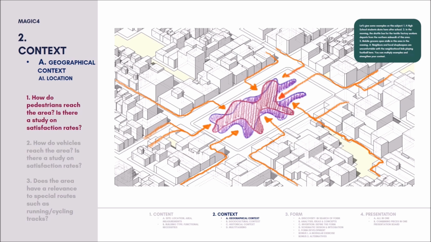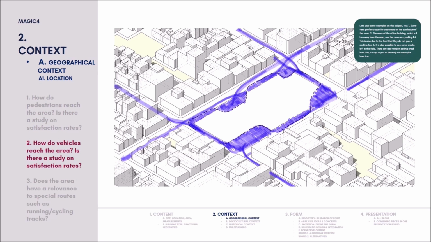2. In the morning, the shuttle bus for the textile factory workers departs from the northern sidewalk of this area. 3. Mobile grocers open stalls in this area in the evening. 4. Neighbors and local shopkeepers are uncomfortable with the neighborhood kids playing football here. You can multiply examples and strengthen your context.